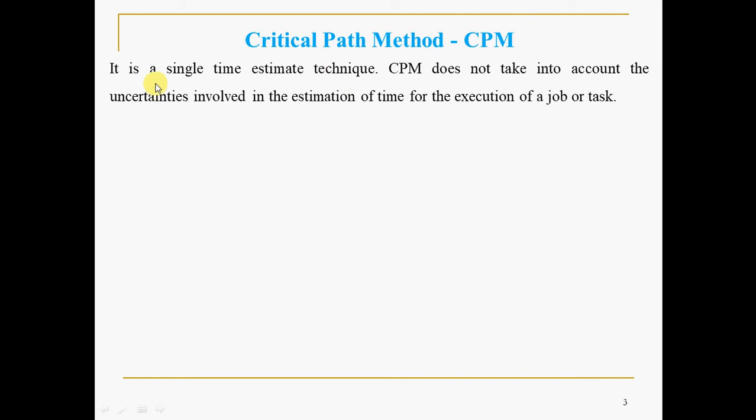Critical path method, that is CPM, is a single time estimate technique. CPM does not take into account the uncertainties involved in the estimation of time for the execution of a job or task. In other words, it is deterministic in nature, or time estimates are certain, we can say. What I mean to say here is, it is a single time estimate technique.